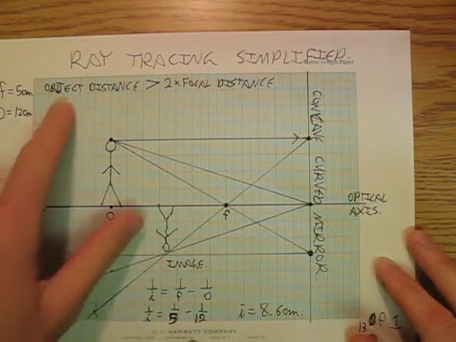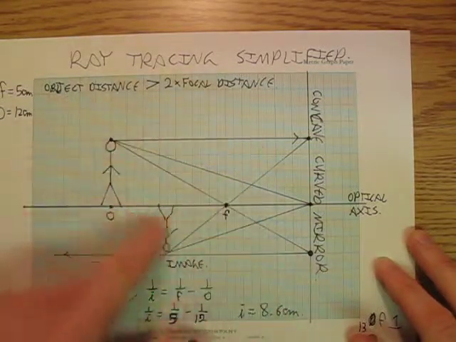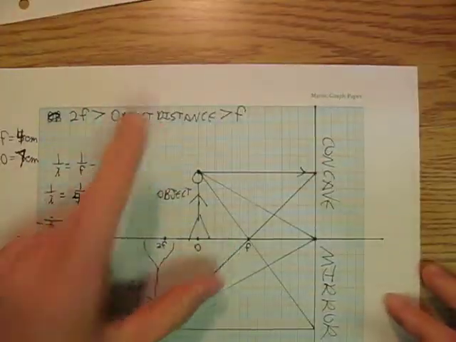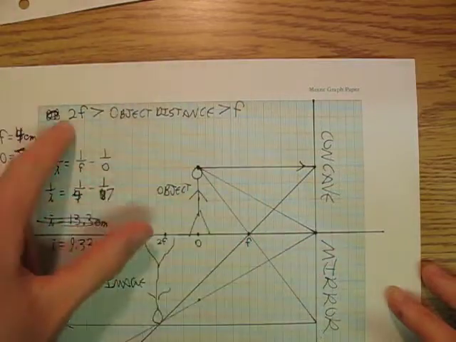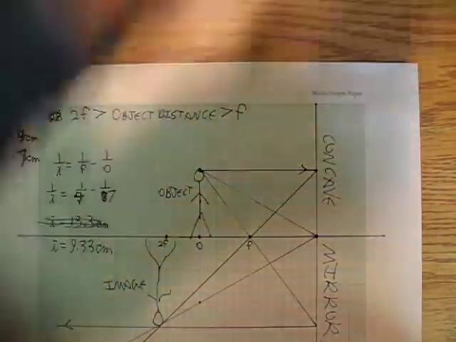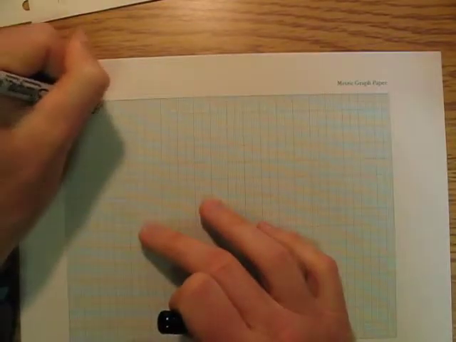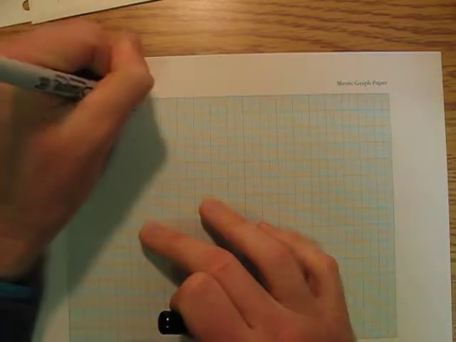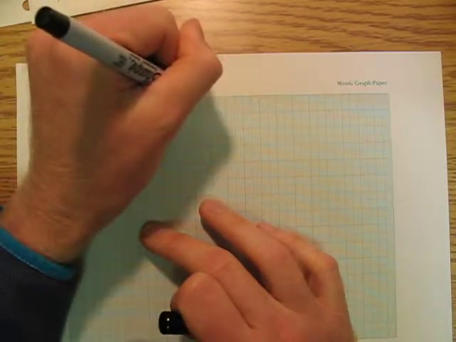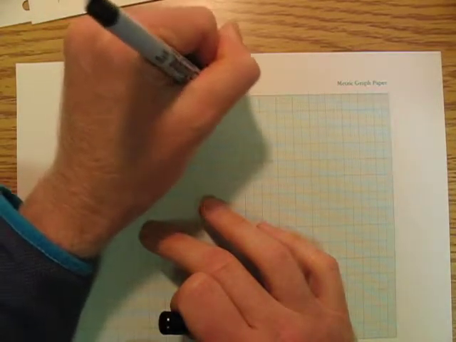You can watch that video. We had the object distance is greater than 2 times the focal length. And then we did the object distance was between 1 time the focal length and 2 times the focal length. And so not all that surprising right now. We're going to do object distance is less than the focal length.